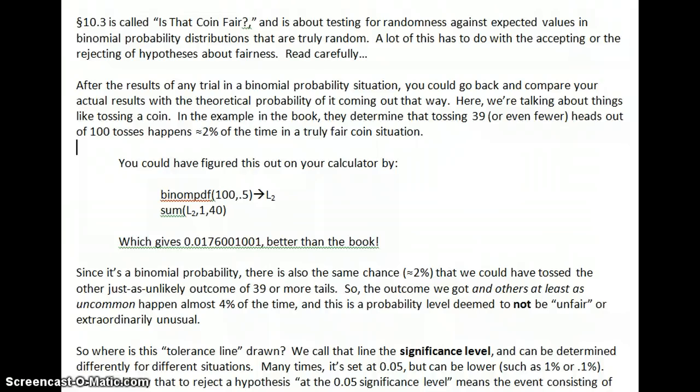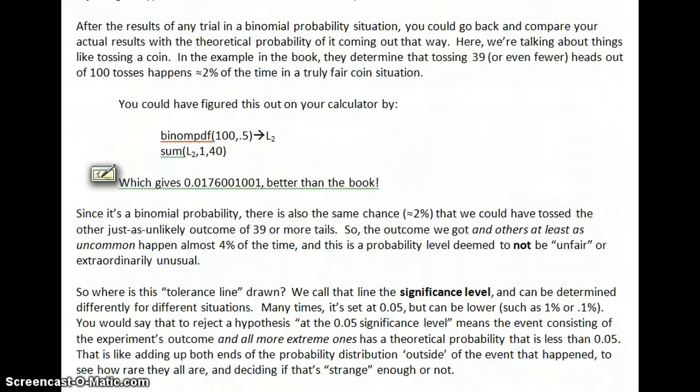What's weird is how often is it 39 or anything more extreme than that? How often does it get to be at least as extreme as 39? That's kind of what we are concerned with. And it only gets to be that extreme, and anything more extreme all lumped together, something like 4% of the time.